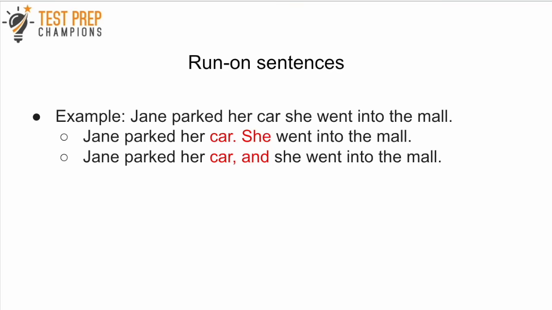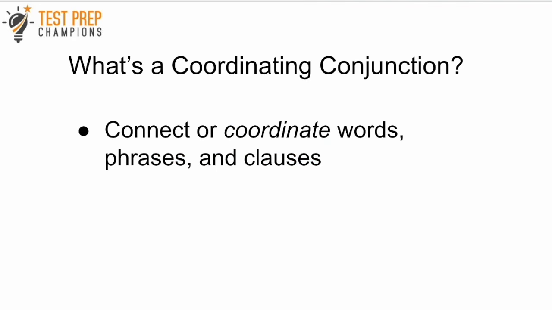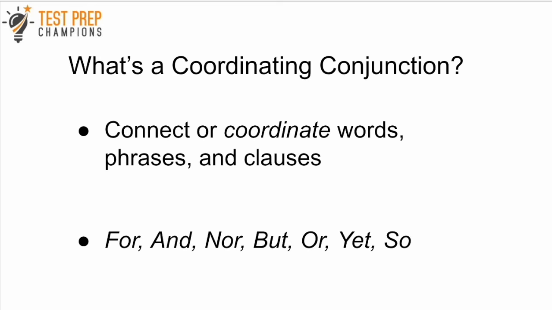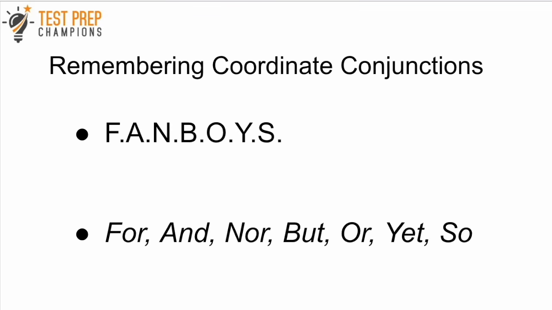Now, if you're wondering what a coordinating conjunction is, well, coordinating conjunctions connect or coordinate words, phrases, and clauses. And examples include for, and, nor, but, or, yet, and so. And if you're wondering how you're going to remember all those, well, you can remember one word, fanboys. For, and, nor, but, or, yet, and so.